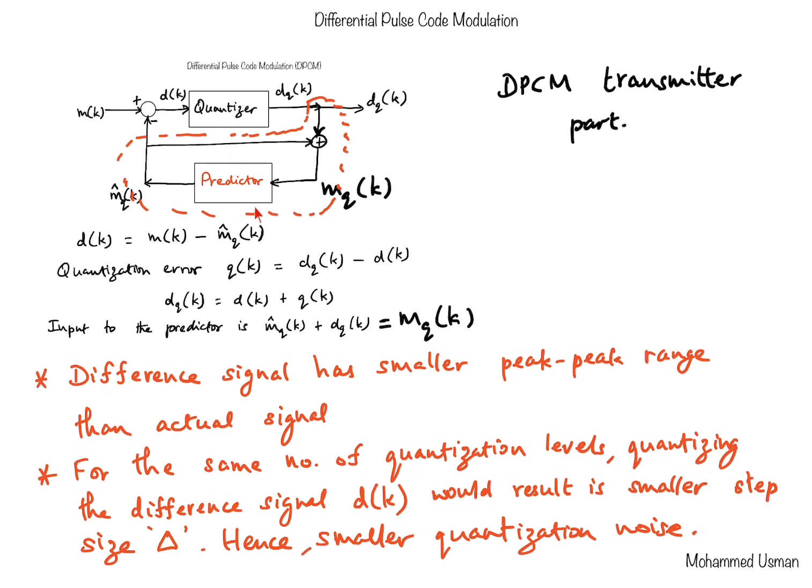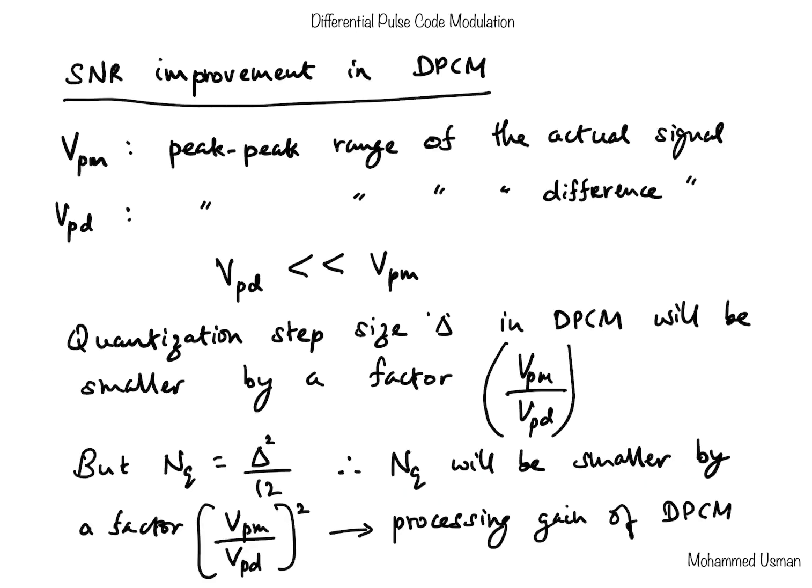By introducing this additional complexity, what is the advantage we are getting? The advantage we are getting is a reduction in the quantization noise power NQ by this factor, VPM by VPD, the whole square, and we call that the processing gain of differential pulse code modulation. So that's the advantage we get by using differential pulse code modulation, which is the good thing.